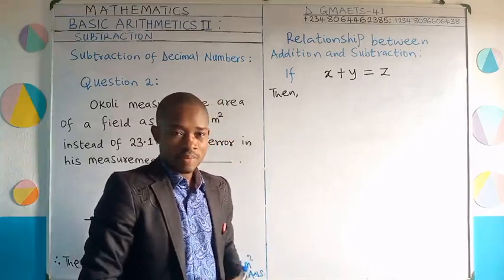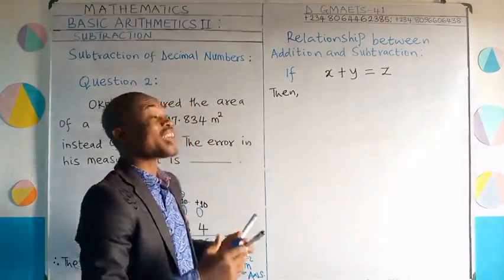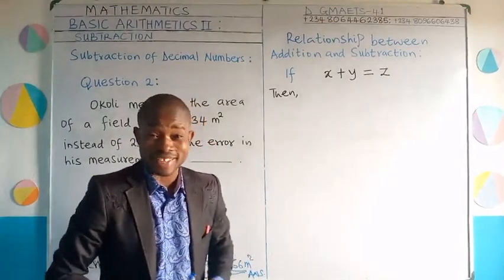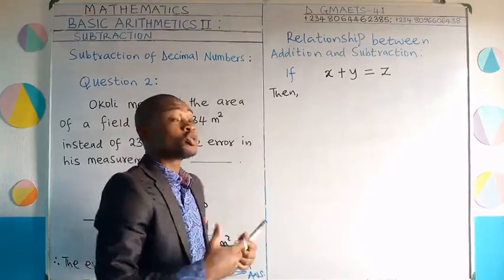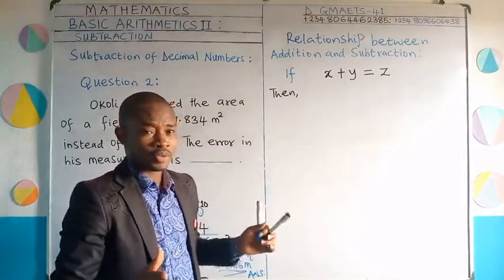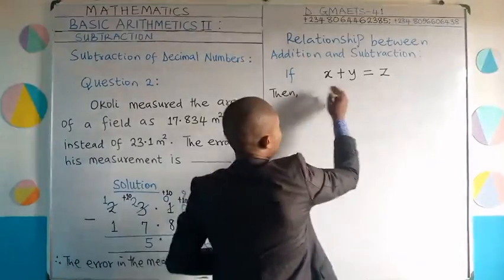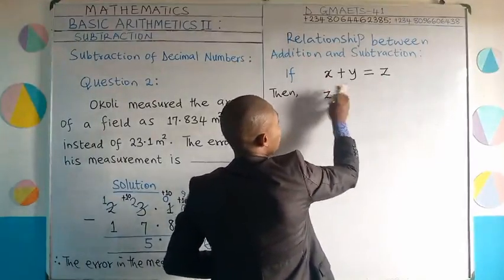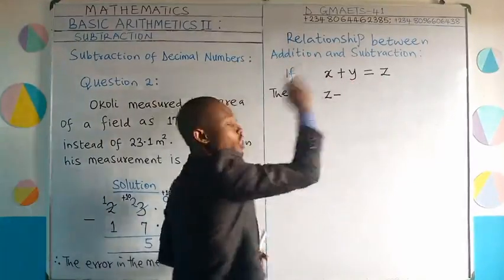Z. Please, I am not telling you that if you add x plus y, you will get z. That's not what I'm saying. I'm just taking x and y to be numbers and z to be the answer you get when you add x and y, as an example. Therefore, this answer, z minus any one of these two you added, will give you the other one.